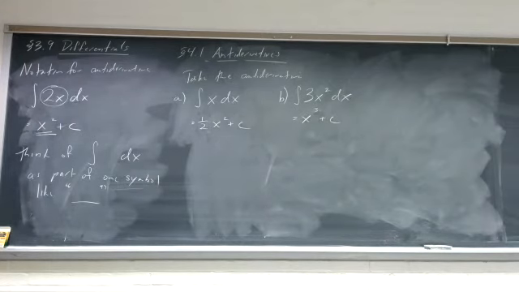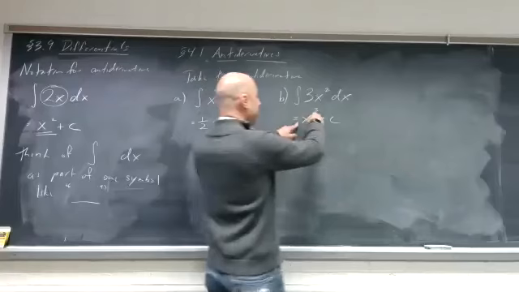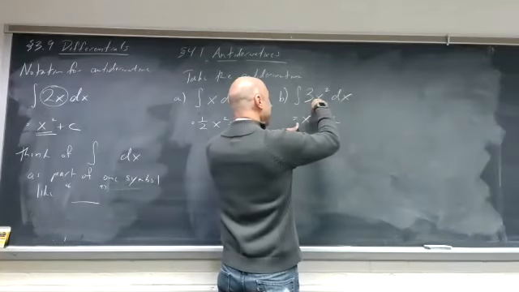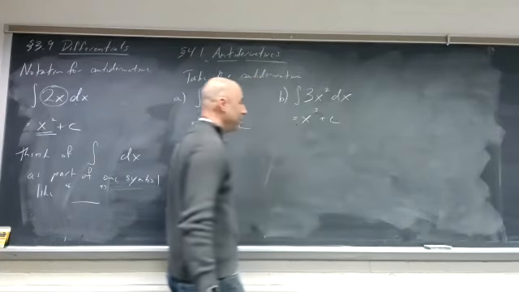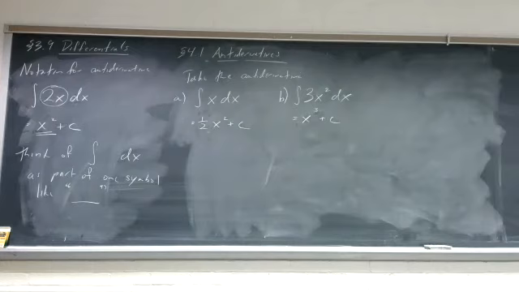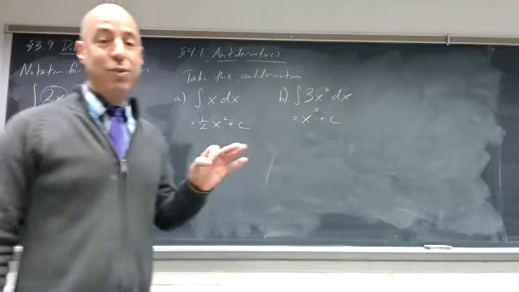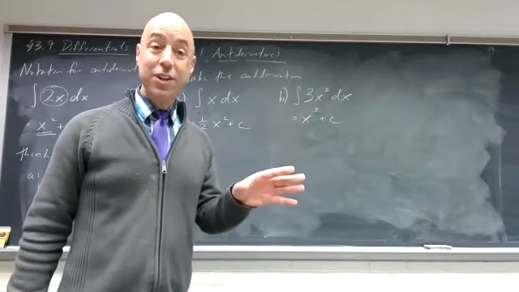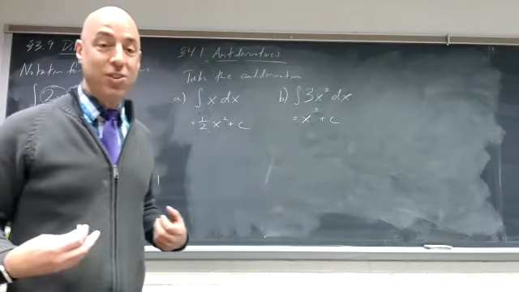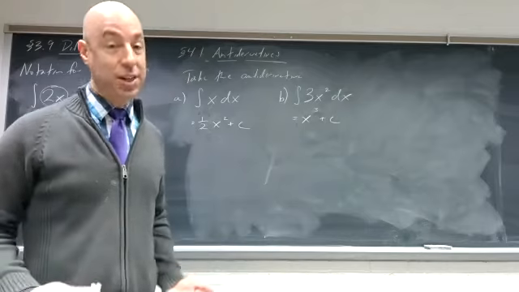X cubed, right. Yeah, if you take the derivative of x cubed, the 3 comes down, you write your x, the 3 becomes a 2. And of course, the c goes away. So checking an antiderivative is always easy. Finding an antiderivative is harder than finding a derivative for the same reason that walking backwards is harder than walking forwards. You can't see where you're going.